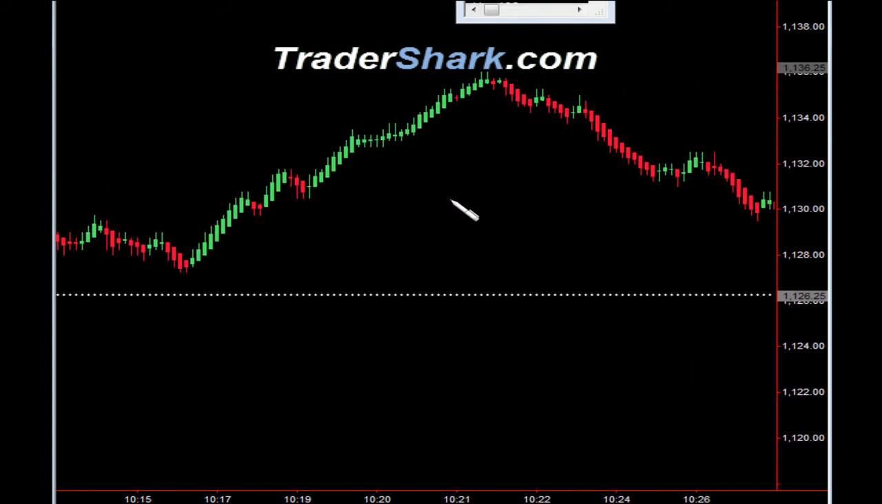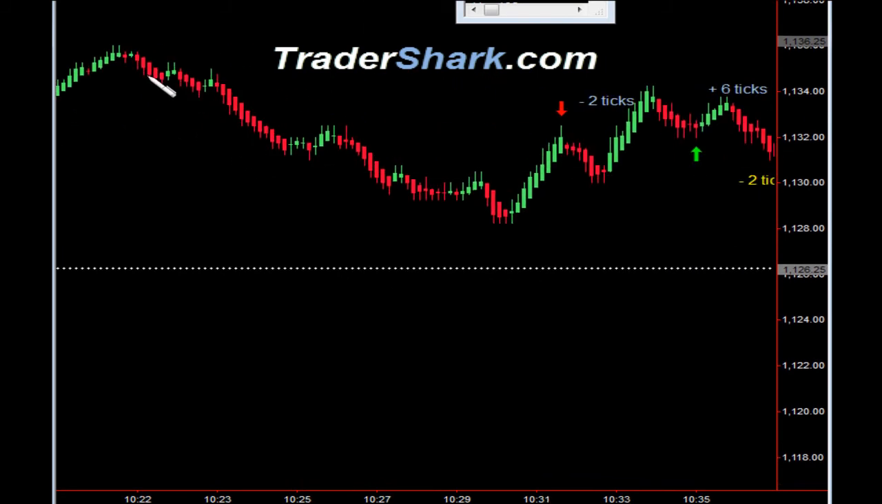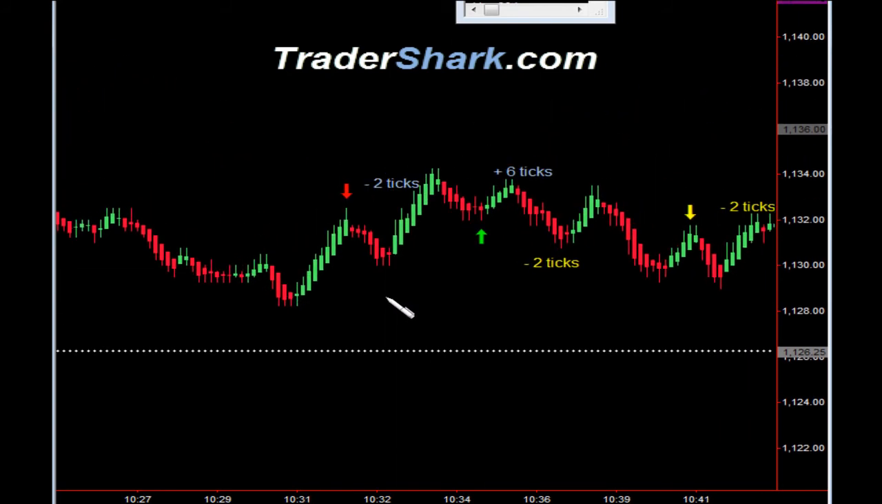As the morning progressed, again there was a pullback, looked like almost a stop run. Reversal, no support, no resistance. We then had an opportunity to get short. Target 1 was hit and got stopped out for minus 2 ticks. Then with the pullback, we had an opportunity to get long. Target 1 was hit and target 2 was hit for a total of 6 ticks.